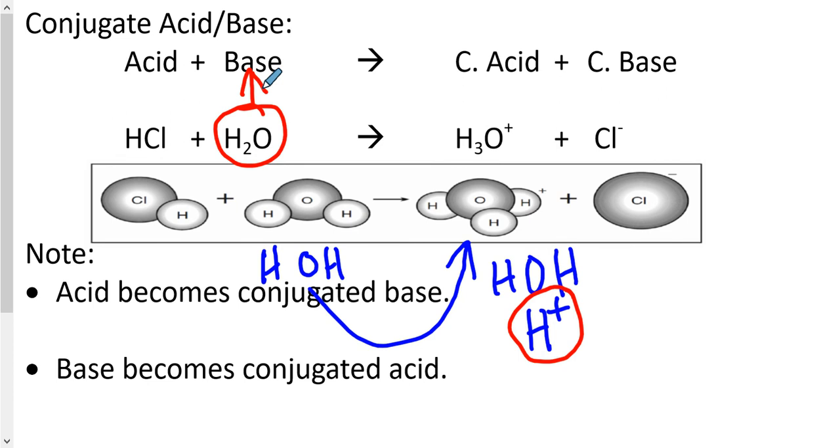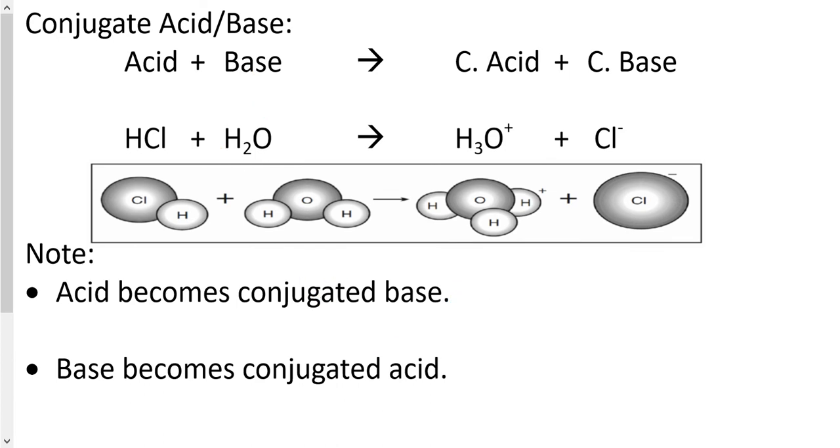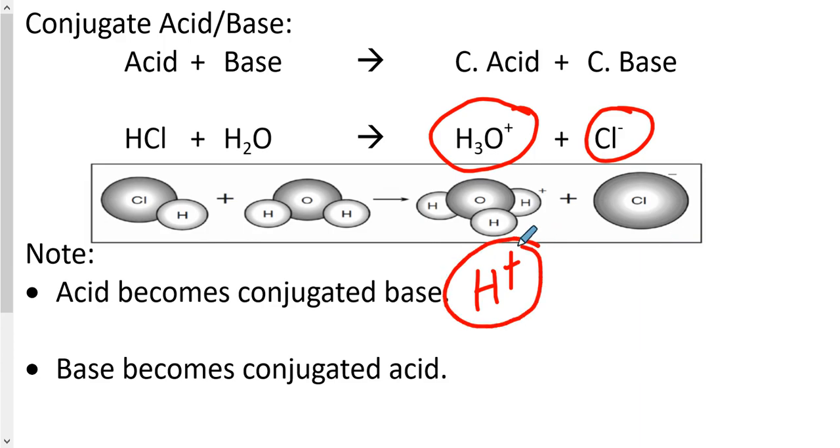So now we know HCl in this question is an acid, water is a base. Now the question is, why are the other two acids and bases? Why is H3O plus an acid and Cl minus a base? H3O plus is an acid because now it has an extra H plus ion to donate, right? It can donate an extra H plus ion. Why is Cl minus a base? Because now it can accept that extra H plus ion from H3O plus.